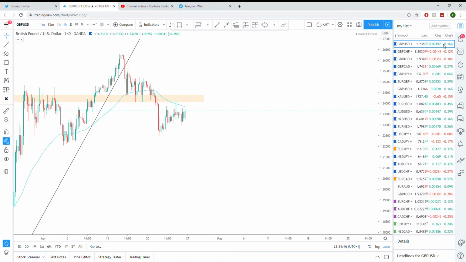So before we get through all of the pairs, we'll just start off with GBP and we'll work our way down to the bottom to USD CHF.